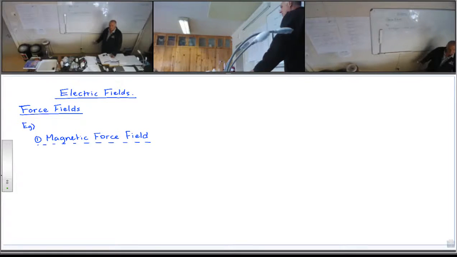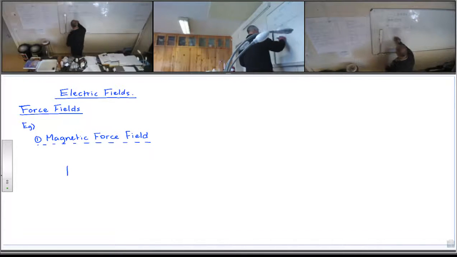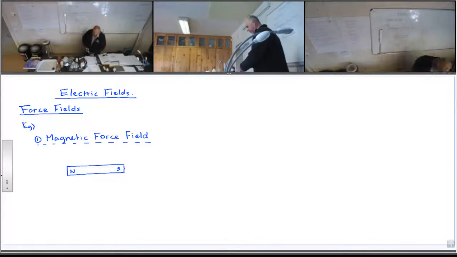Nikita? And then you tapped the paper and the iron filings all fell into that beautiful little pattern. So if that was your magnet under the paper, north, south, your magnetic field lines ran from north around to south, from north around to south.